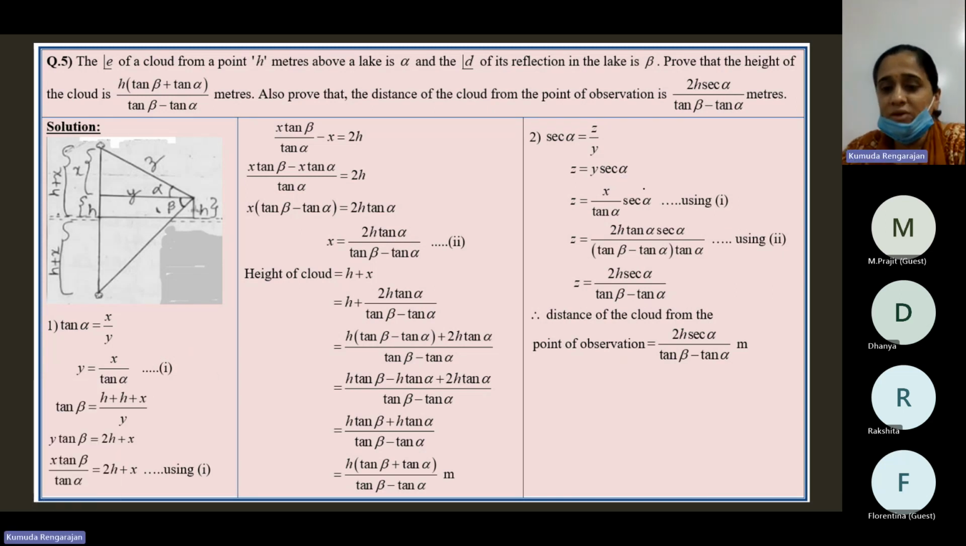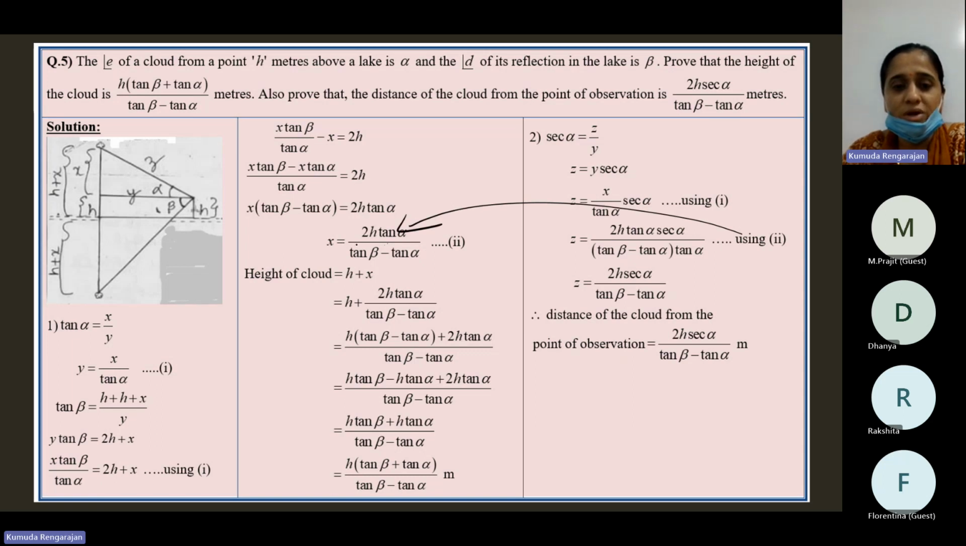But when you replaced y with this one, we have x. We want tan alpha and secant alpha in the result. We don't want x. So again, substitute for x. Where is x here? See here, this one. So using 2.